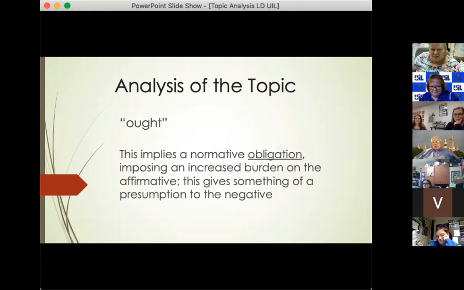So we also have the word ought in the resolution. And whenever the Lincoln-Douglas Wording Committee words resolutions, as Jana knows, we sometimes have big debates about the word ought, because ought normally implies a normative obligation. This imposes a greater burden on the affirmative than if we didn't have that word in the resolution. And in a way, it gives something of a presumption to the negative, because it means the affirmative team needs to not only show that, hey, environmental protection may be damaged in some way by resource extraction, but that there's also a moral obligation, a normative obligation, to not engage in that. So it's not a huge additional burden for the affirmative, but it is a little one. And in a way, it kind of gives the presumption to the negative whenever you have that word ought in the resolution.